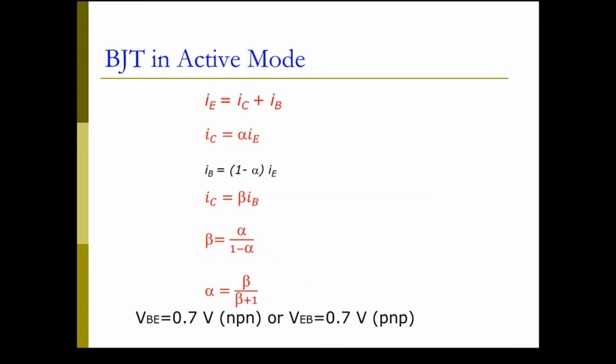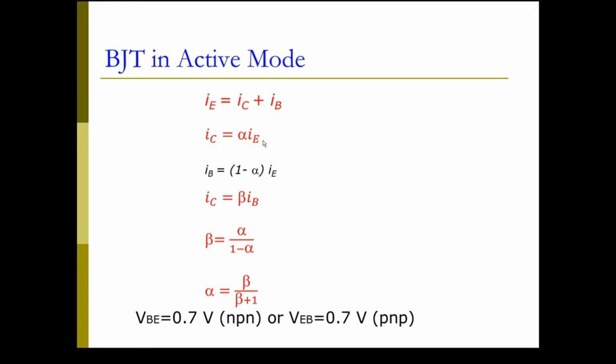Now here I list a few fundamental formulas that can describe the active mode of BJT. So the first equation is IE equals IC plus IB, which tells us that the emitter current will be the summation of the collector current and the base current. And the second equation tells us the relationship between the collector current and the base current.